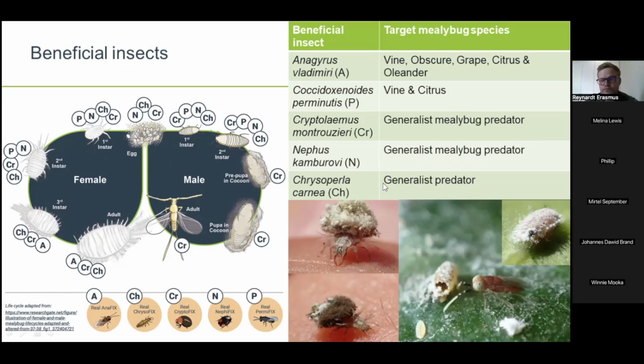Chrysoperla carnea, more commonly known as the green lacewing, is a generalist predator, meaning not just feeding on mealybug, but also feeding on a wide variety of other pests, such as thrips, spider mites, aphids, and whitefly, to name but a few. Lacewing is literally the lion of the insect world, and it will devour anything it can overpower.